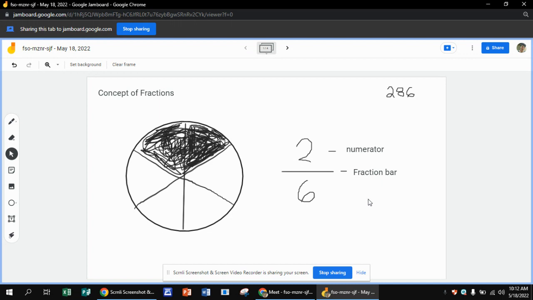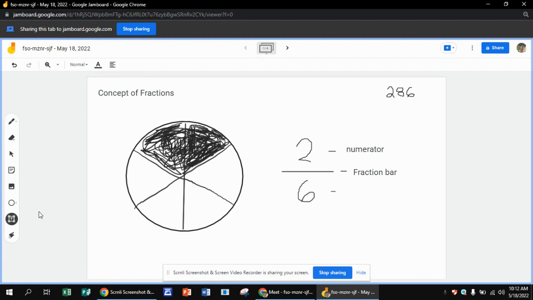Also, the fraction bar indicates that the operation used is division. So that means we can divide 2 over 6, or 2 divided by 6. The fraction bar is division too; it tells us that it is a division. So we have a numerator now, we have a fraction bar, and also we have this 6.